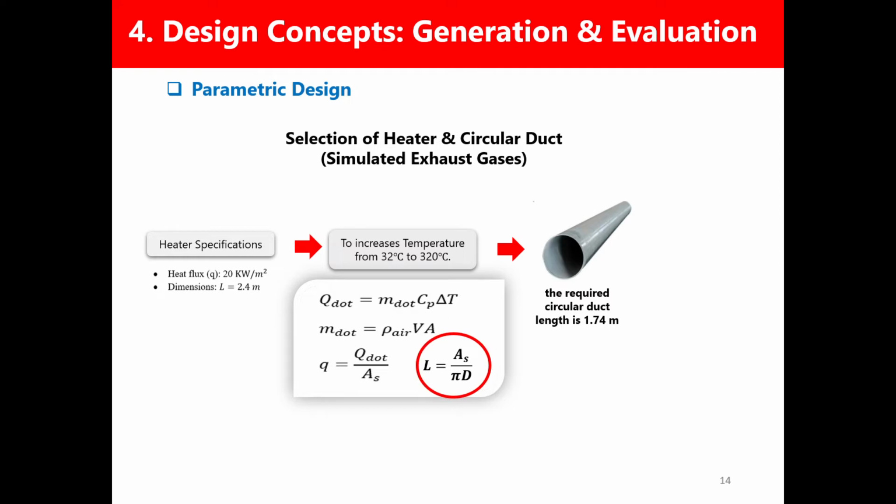The third selection was for the heater and circular duct. The heater specification was a heat flux of 20 kW per meter square and a length of 2.4 meter, and it can increase the temperature from 32 to 320 Celsius. So we need to calculate the length of it. So we used this formula and found it to be 1.74 meter.